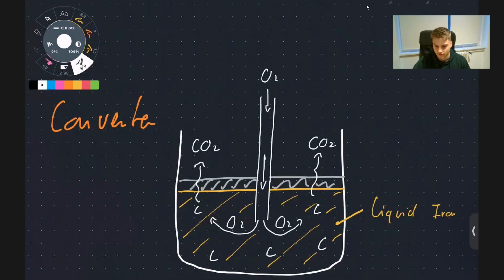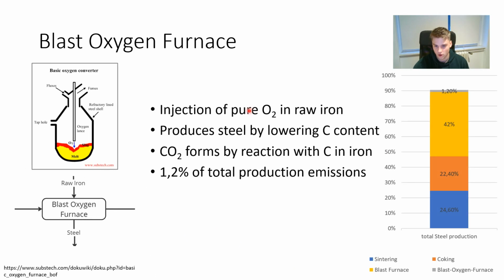In the converter we have the molten liquid iron with the carbon content, and we now blow the pure oxygen into it. So oxygen now reacts with the carbon in the liquid iron, which forms CO2, and now the carbon gases out. With this process the carbon content in the liquid iron is lowered and we achieve steel, but we can also see that the reaction with oxygen leads to further CO2. Again, the injection of pure oxygen in raw iron leads to the production of steel by lowering the carbon content, but CO2 forms by the reaction. In the end, this is not that significant with 1.2% of the total production emissions.